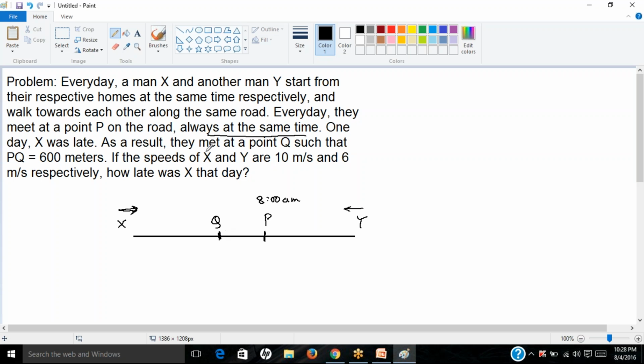Now see, on that day, X was late by whatever the time he was late. So obviously X will be behind schedule. So Y would have crossed P and moved on and met X somewhere at this point Q. This is given as 600 meters. Now, obviously Y was not late, isn't it? So can I say Y reached P at 8 o'clock again? Because he is going to maintain the time.